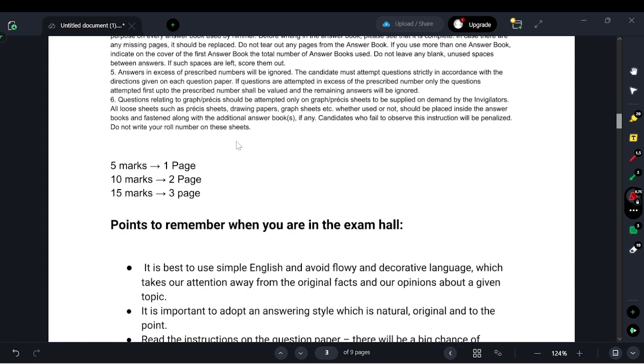Now I just wanted to give you this brief: for 5 marks you will get only 1 page to write the answer. For 10 marks you will get 2 pages, and for 15 marks you will get 3 pages. Not more than this. You will not get any other page after this. So if you get a question for 15 marks, they will give you 1, 2, 3 pages, and after the 3rd page they will write another question. The question has already been written on that paper, and you have to write the answer on that page only.